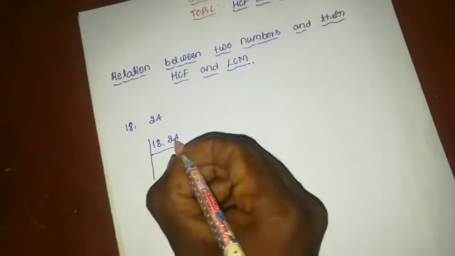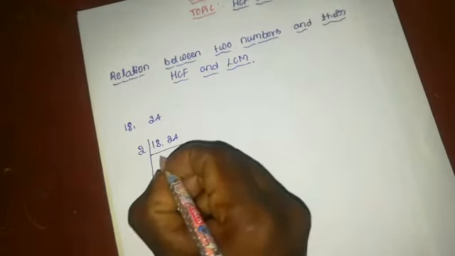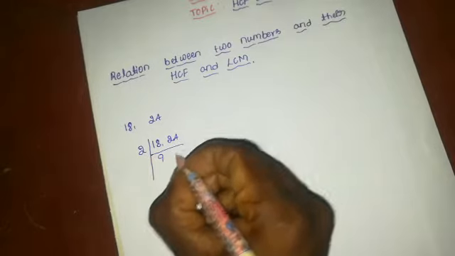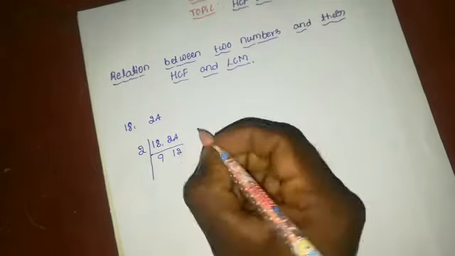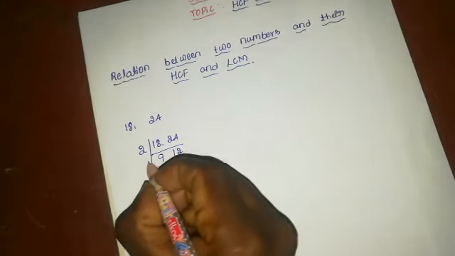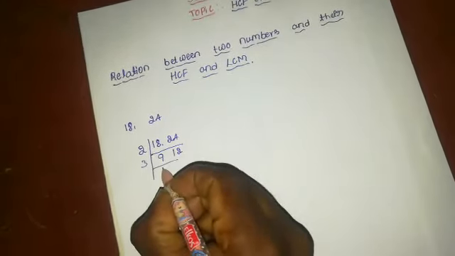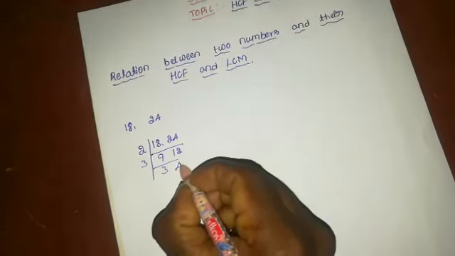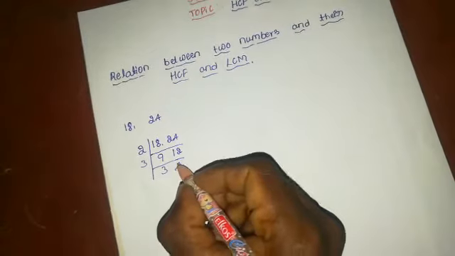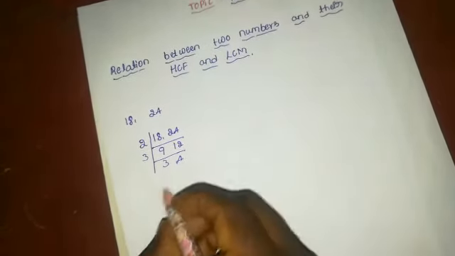18 and 24 both are divisible by 2. 2 divides 18 how many times? 9 times. And 2 divides 24 how many times? 12 times. Now again 9 and 12 both are divisible by 3. 3 3s are 9 and 3 4s are 12. 3 and 4 cannot be divided by the same number, so we have to stop the division.